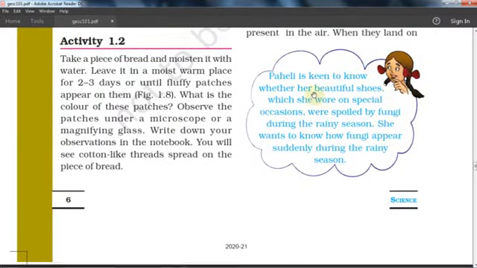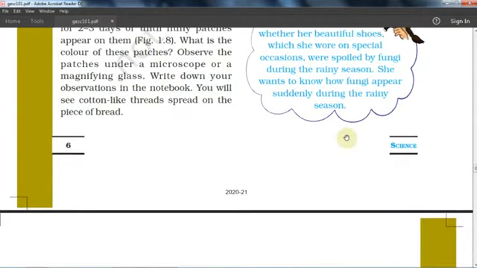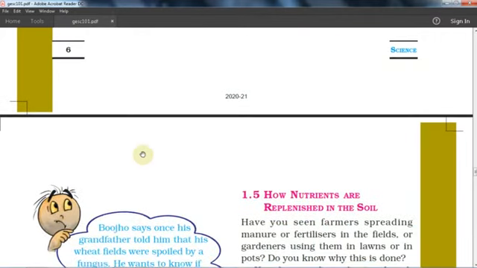Now Paheli is keen to know whether her beautiful shoes, which she wore on a special occasion, were spoiled by fungi during the rainy season. She wants to know how fungi appear suddenly during the rainy season. The answer is that fungi are always present in the air, and as they get suitable conditions, wet and warm, they grow.